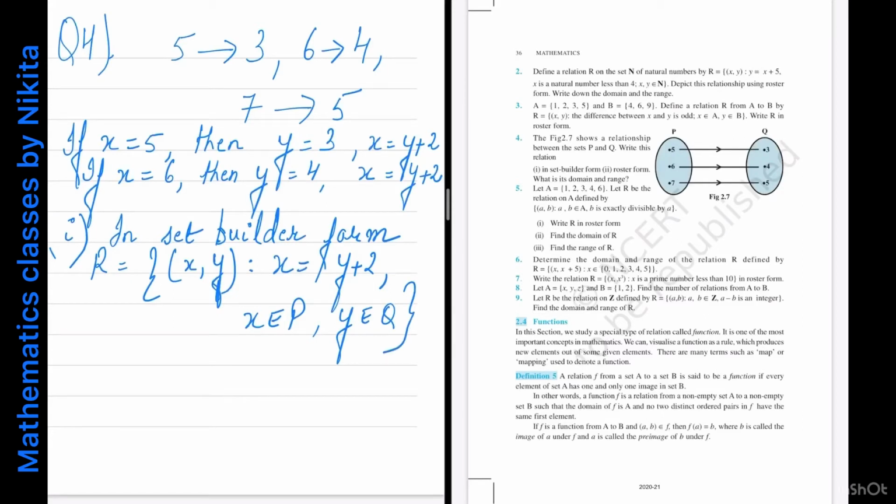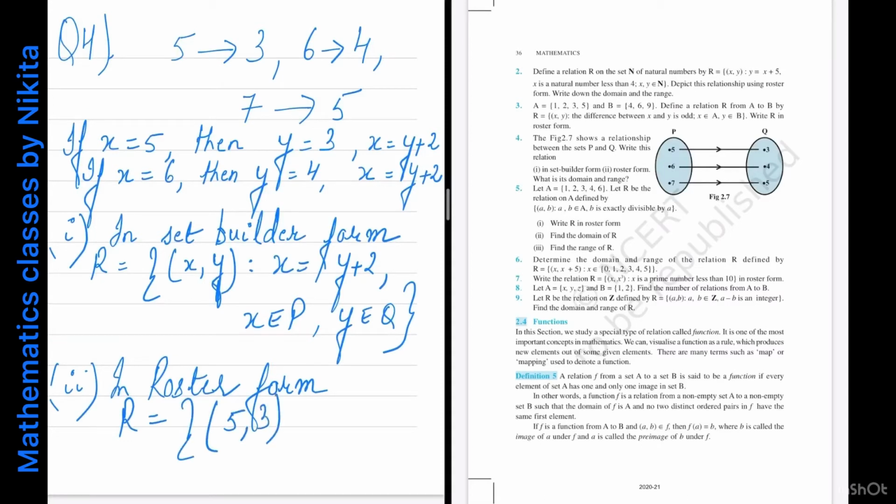Now next you have to write the roster form. So roster form, you have to mention the ordered pairs. So in roster form my set R is equal to 5 comma 3, then 6 comma 4 and then 7 comma 5. From the diagram you can see it easily.